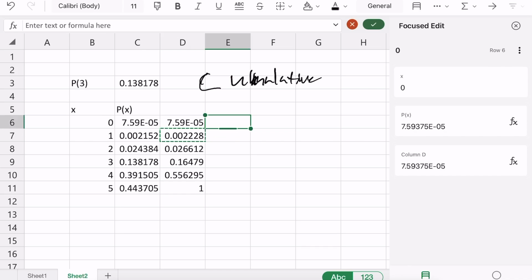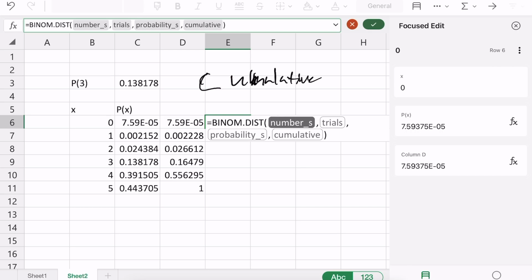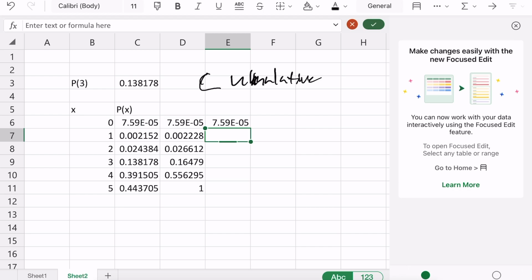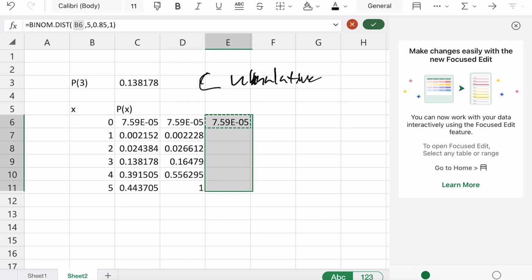Okay, now watch this. Equals binom.dist. Okay, number of successes, that one again. Number of trials, 5, probability 0.85. Cumulative, what if I put in 1 now, 1 for true, as in yes, cumulative. And I push enter. Okay, I get the same thing because there was nothing before it. But now, if I copy and drag, paste, it matches exactly what I did. Cumulative sums up the options before it.